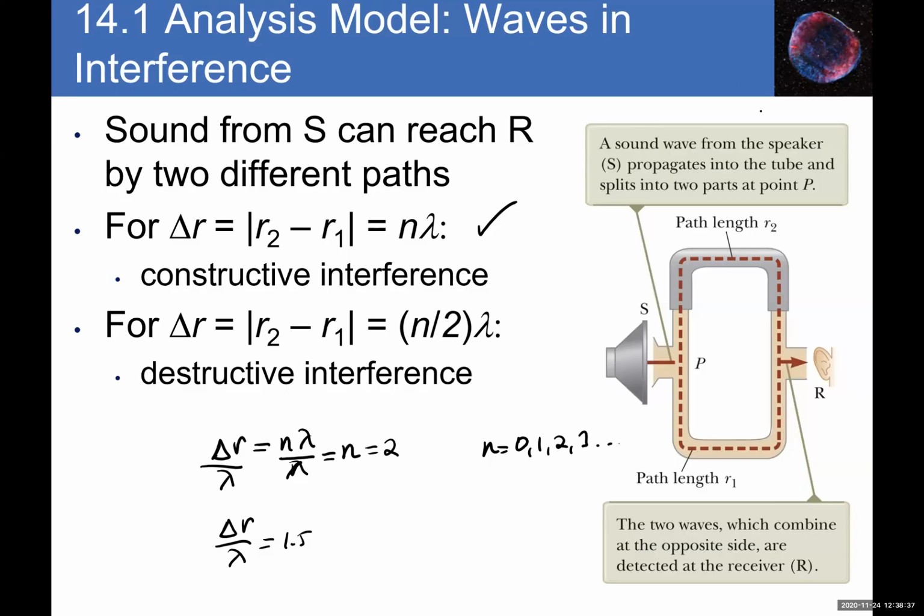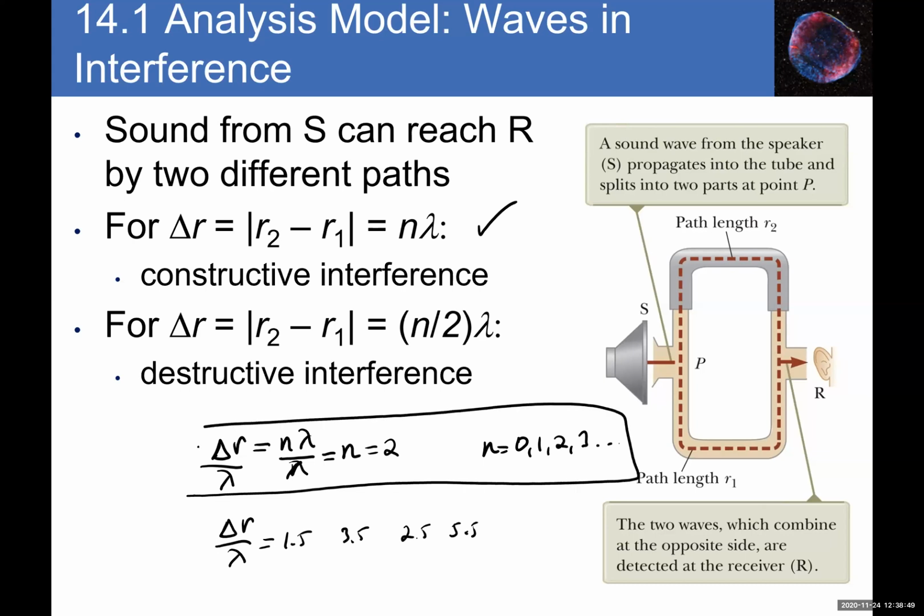All right, so that's a destructive interference. Or let's say if I get 3.5, or 2.5 and 5.5 or something like that, that means destructive. For the constructive, right, I'm getting pretty much an integer. So that means the ratio of delta R over lambda is equal to some integer, or you can say that the path length is equal to an integer times the wavelength. Or if you're using absolute value, then you can say a whole number times wavelength.